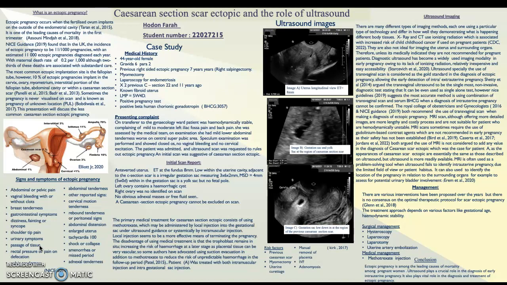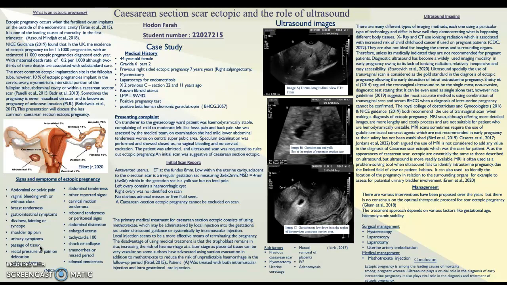However, 10% of ectopic pregnancies are implanted in the cervix, myometrium, interstitial portion of the fallopian tube, abdominal cavity, or within a caesarean section scar as seen on the diagram. Sometimes the pregnancy is never visualized on scan and is known as pregnancy of unknown location.